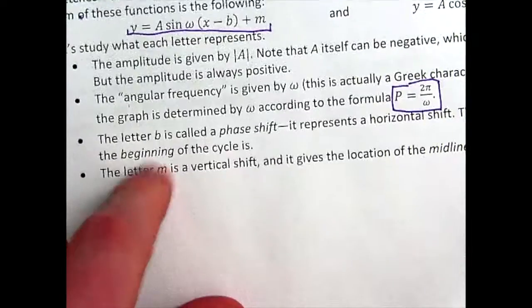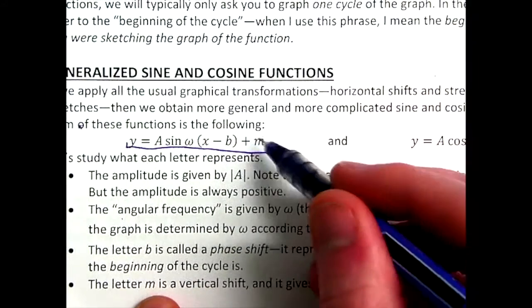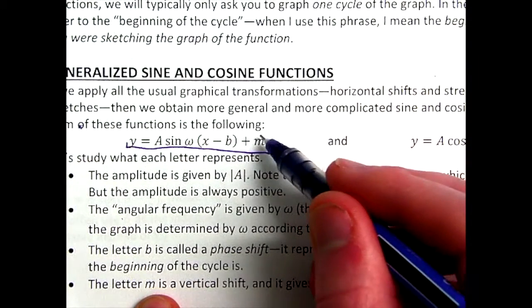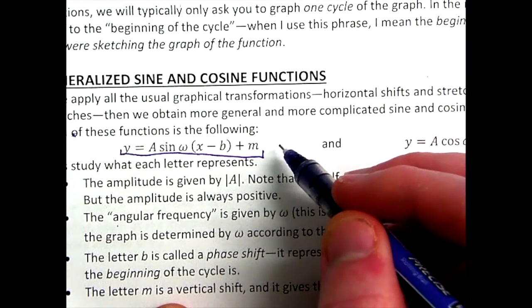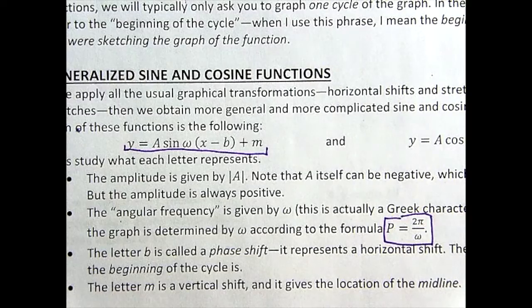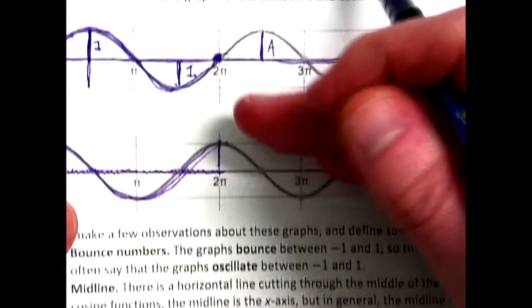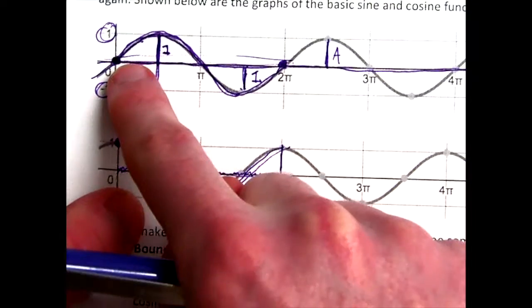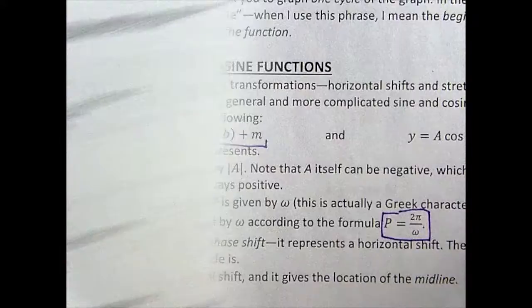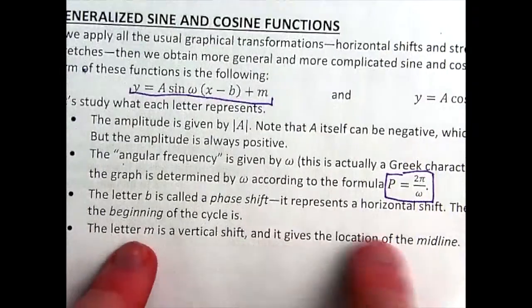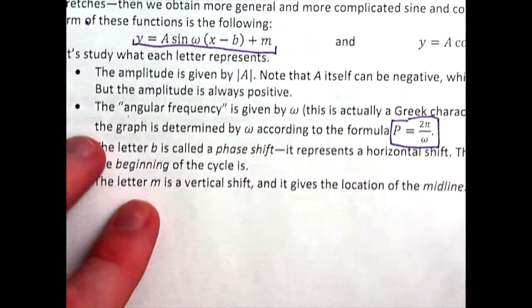And then finally, M is like a number being added on at the end, on the outside of the function. You might remember that that corresponds to a vertical shift of some kind. So M shifts the whole graph up and down, which changes the location of the midline, this horizontal line going through the graph. So M actually determines the midline, and that's why I call it M, because it is associated with the midline.